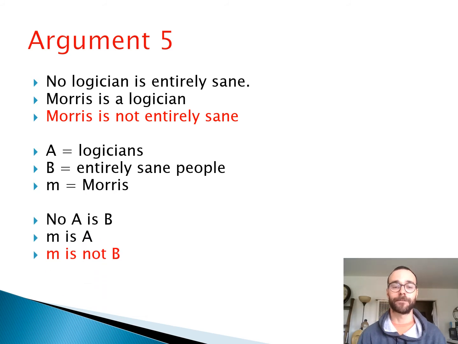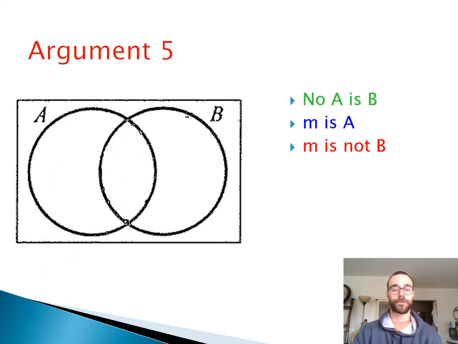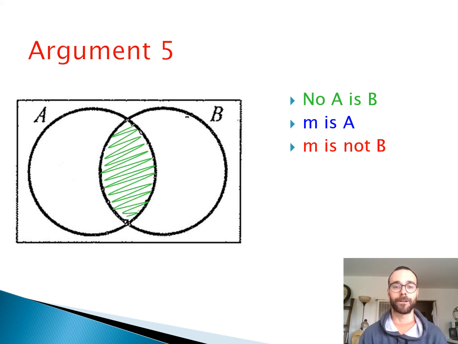Rewriting the argument in standard form, we see no A is B, M is A, M is not B. So with the 2-circled Venn diagram, no A is B, it means that you cannot have A and B together. That means we cross out the section of A and B that overlap.